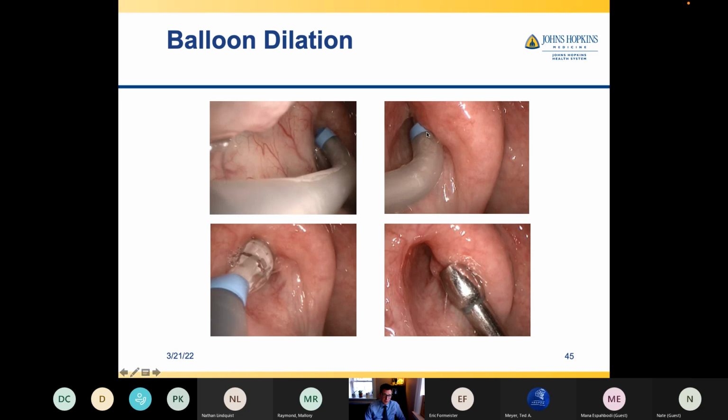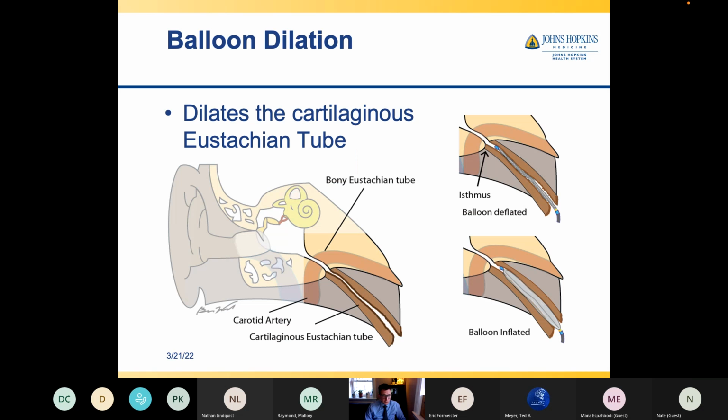the balloon itself is inserted off of the guide catheter into the eustachian tube. You'll encounter some resistance, then you pull the catheter back, and you inflate it typically to 12 atmospheres of pressure. We usually keep it there for 2 minutes, and then you pull the whole thing out and inspect. So just a reminder that it dilates the cartilaginous eustachian tube.